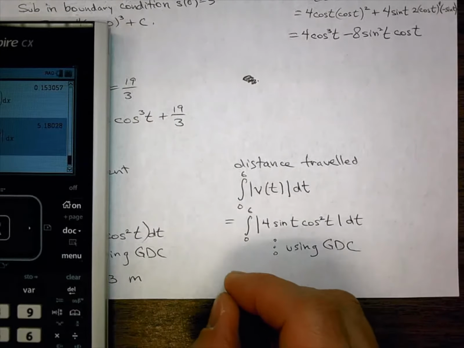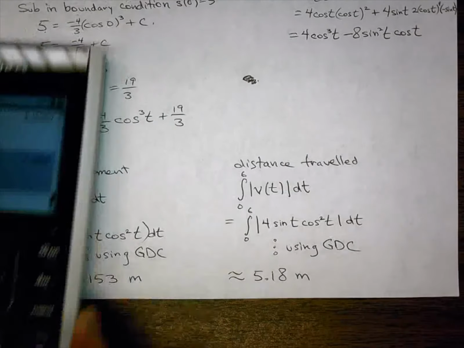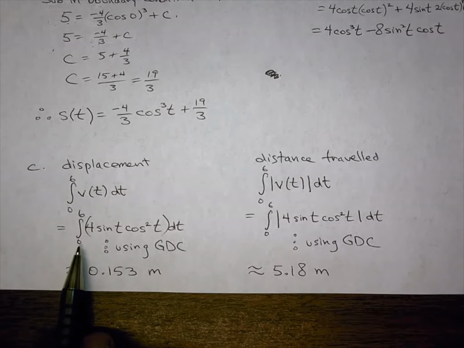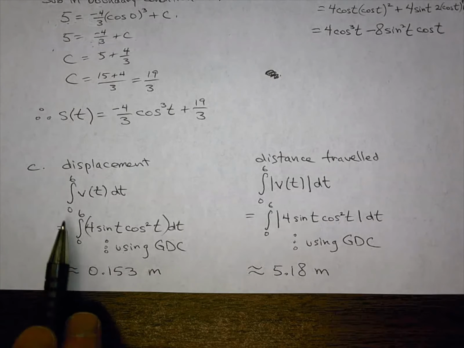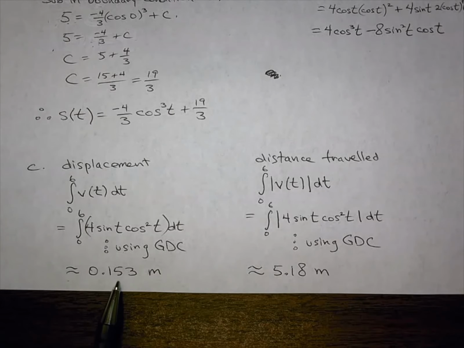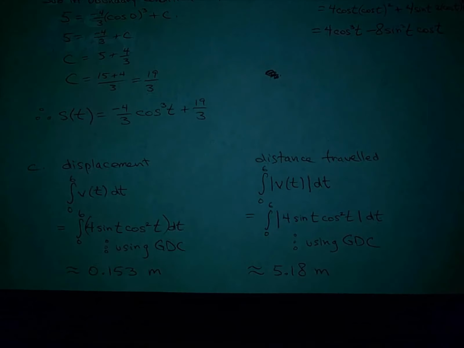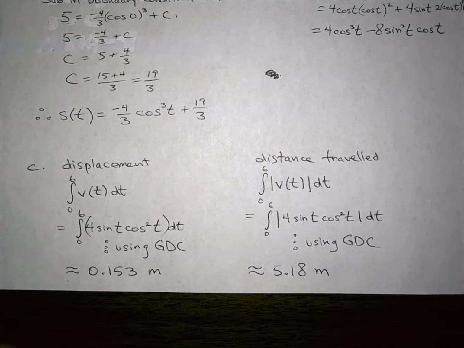It's actually a lot further. So this is another one of those situations where you can see the difference between the two. The displacement in the first 6 seconds is a snapshot of where you started versus where you ended. So you're only 0.153 meters to the right. Whereas in that time, you actually went back and forth several times, and you've traveled really far. So your distance traveled is 5.18. Whew, okay. Wow.